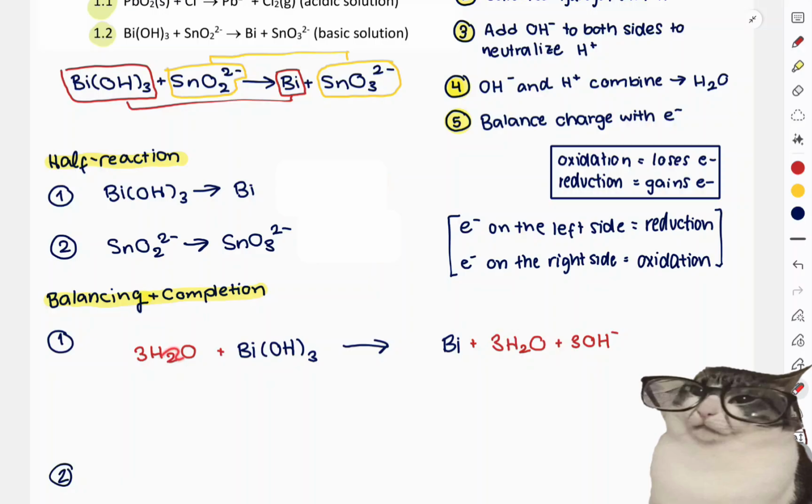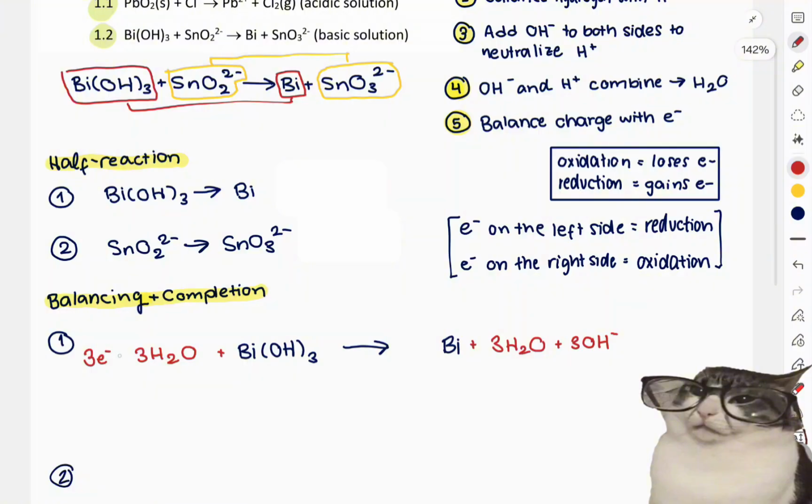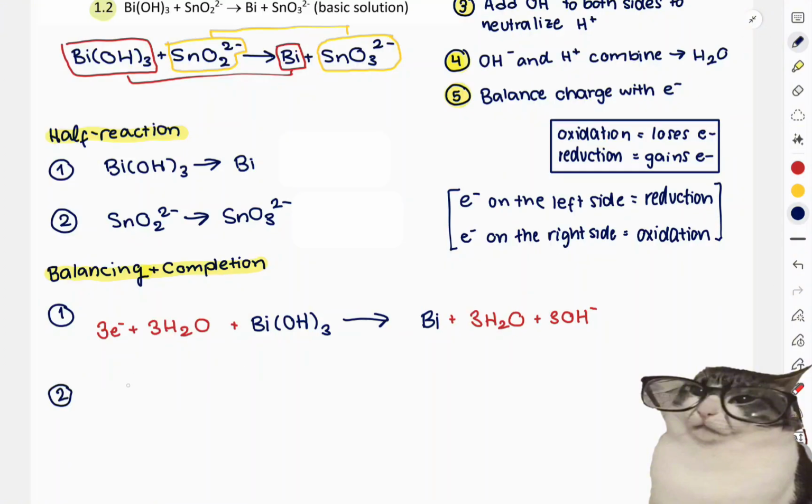Now the last step is to balance the charges of both sides of the equation. So you can see on the right side we have a charge of -3, and on the left side we have an overall charge of 0. So that means we need to add 3 electrons onto the left side of the equation to balance the charge. So let us balance the other half reaction.